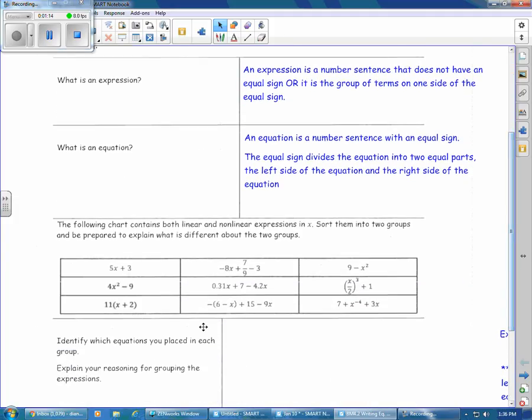Let's look down below. We've got a chart of a bunch of, are these expressions or equations? Well, if you read here, you'll see that they're expressions, but you can also tell because there's no equal sign in any of these expressions. So they contain both linear and nonlinear expressions, and they're asking us to sort them into groups and be prepared to explain what the difference is about the two groups. What I'm going to do is circle all of the linear expressions, and I want you to take a look at them and see if you can figure out the difference between the linear and the nonlinear.